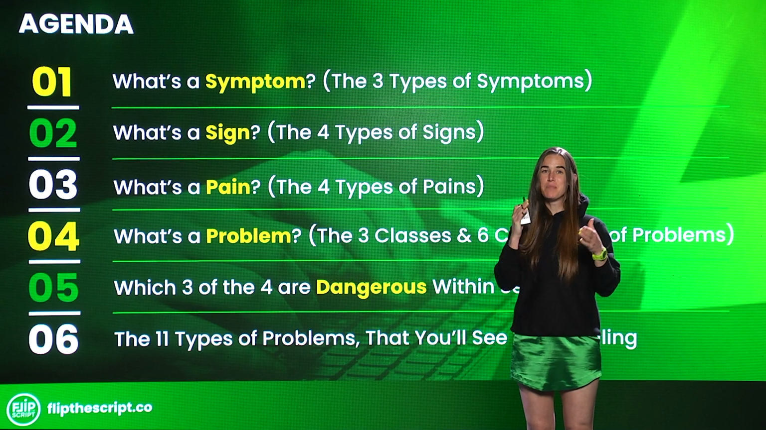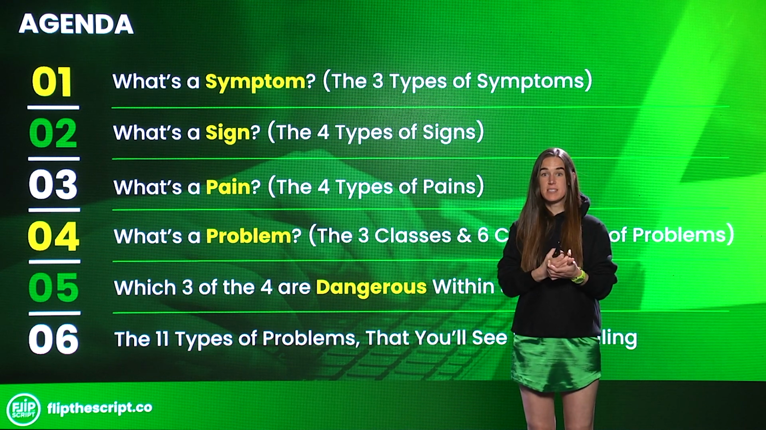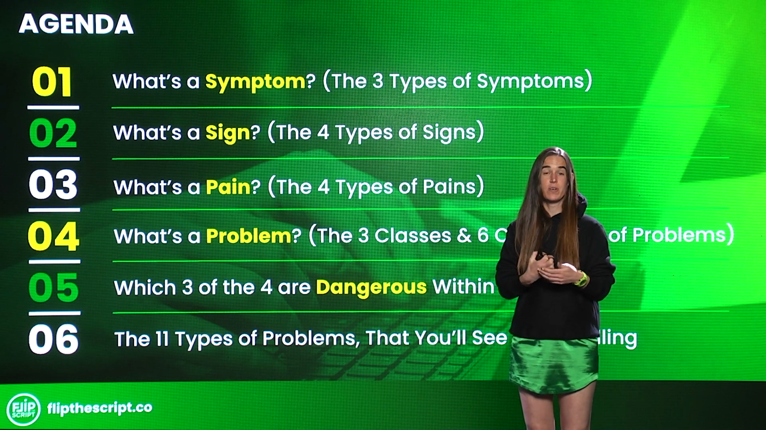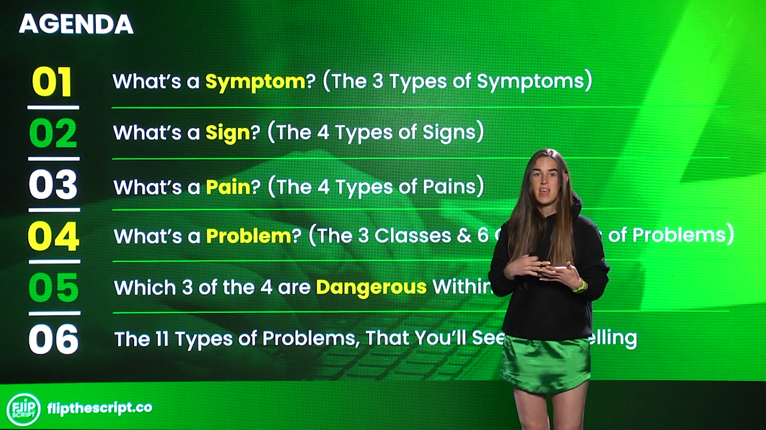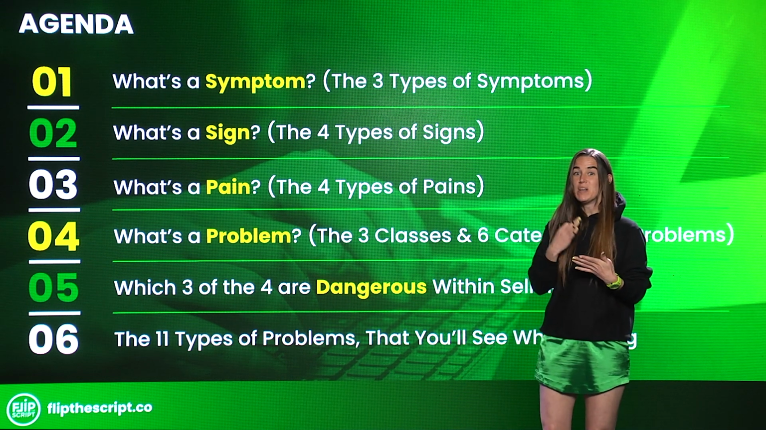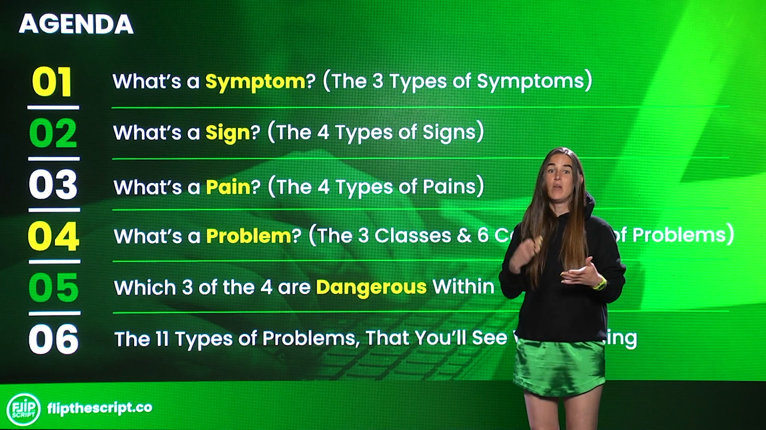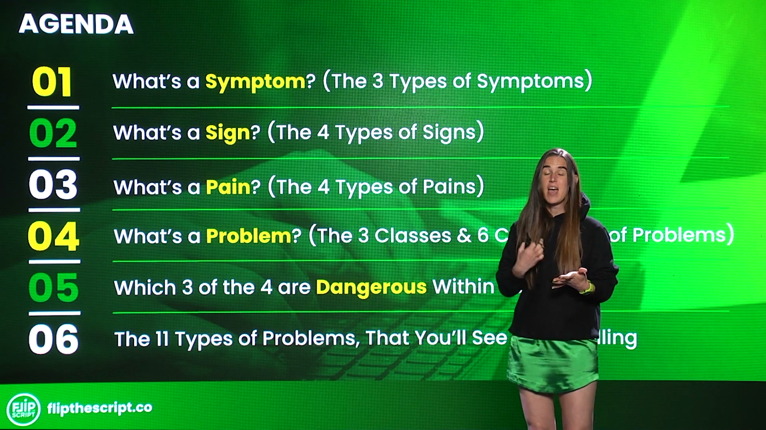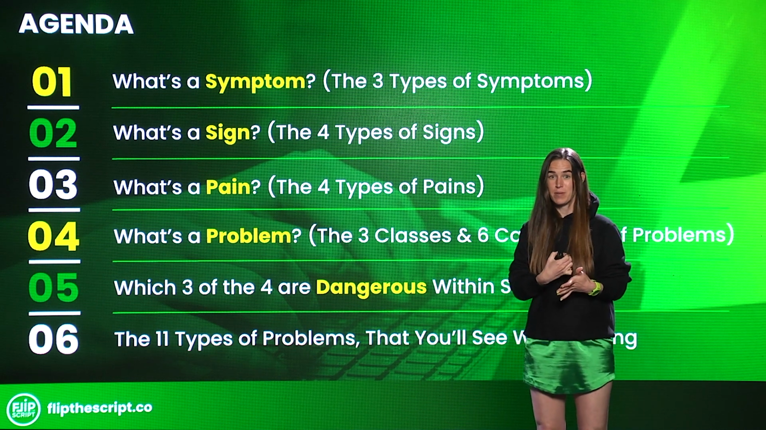So this is going to be the agenda for today. First, we're going to cover what's a symptom and the 3 different types of symptoms. Second, we're going to go into what's a sign and the difference between that and a symptom, and the 4 types of signs. Number 3, we're going to go into what's a pain and the 4 types of pains. And then what's a problem and the difference between a pain and a problem, and the 3 classes and 6 categories of problems.